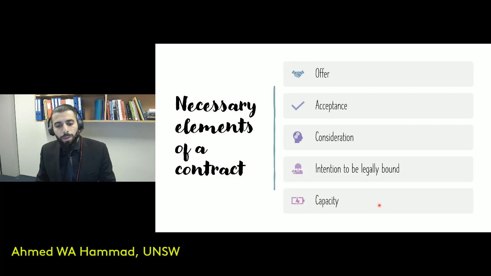The final element that the court would consider is capacity. Do the individuals have the capacity to enter the contract? Are they above a certain age? Do they understand the consequences of their actions? So this is a list of all the necessary elements that the court would have to go through to make sure that a contract is established between two parties.